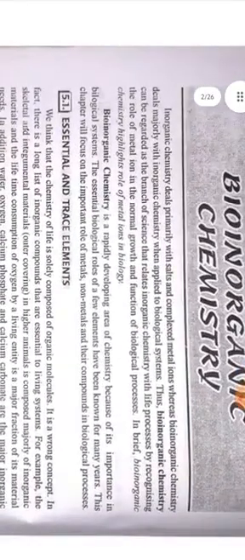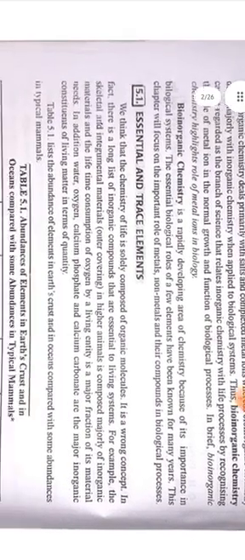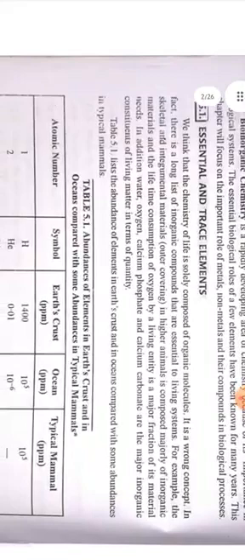Bioinorganic chemistry is a rapidly developing area of chemistry because of its importance in biological systems. The essential biological role of a few elements has been known for many years. This chapter will focus on the important role of metals, nonmetals, and their compounds in biological processes. Section 5.1: Essential and Trace Elements.